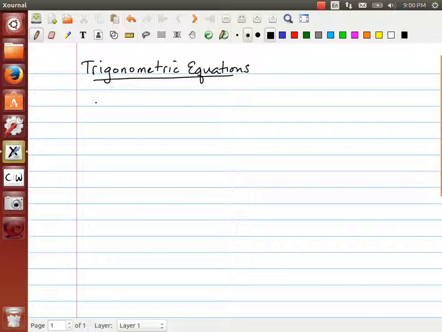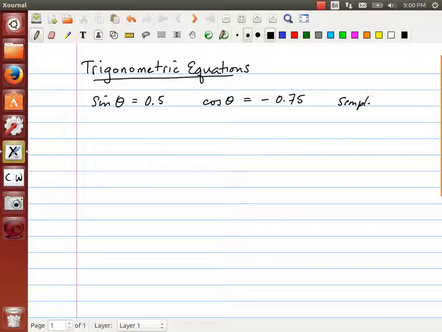Now ideally a simple trigonometric equation is something that might look like sine theta is equal to 0.5 or cosine theta is equal to negative 0.75, something along those lines. Those are quite simple, so I would categorize these as simple equations because they involve a single trigonometric ratio, and even if there's a little bit of rearranging you have to do, they're pretty easy to do.